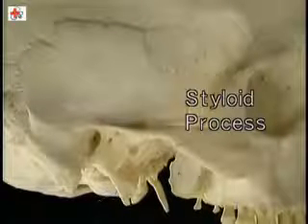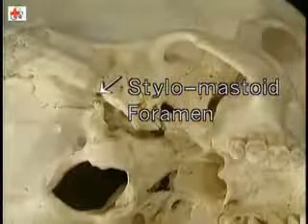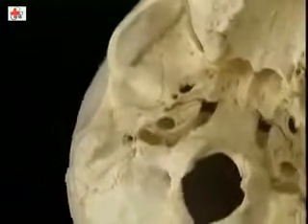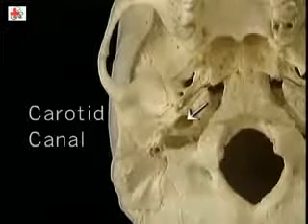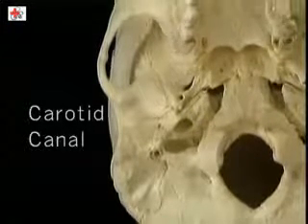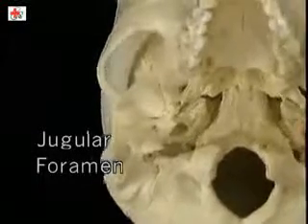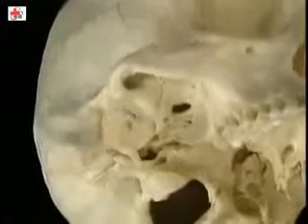This long, sharp projection is the styloid process. Just at the base of the styloid is the little stylomastoid foramen for the facial nerve. Medial to the styloid process are two major openings for blood vessels: the carotid canal passing forwards for the internal carotid artery, and the jugular foramen passing backwards for the internal jugular vein. Just above the occipital condyle is the hypoglossal canal for the hypoglossal nerve.